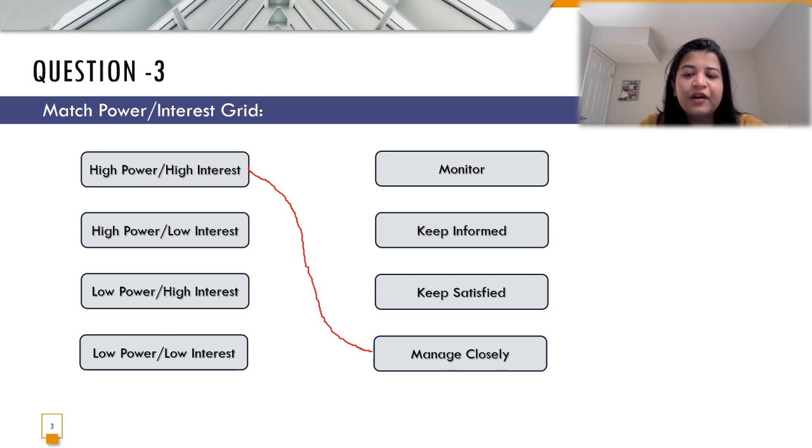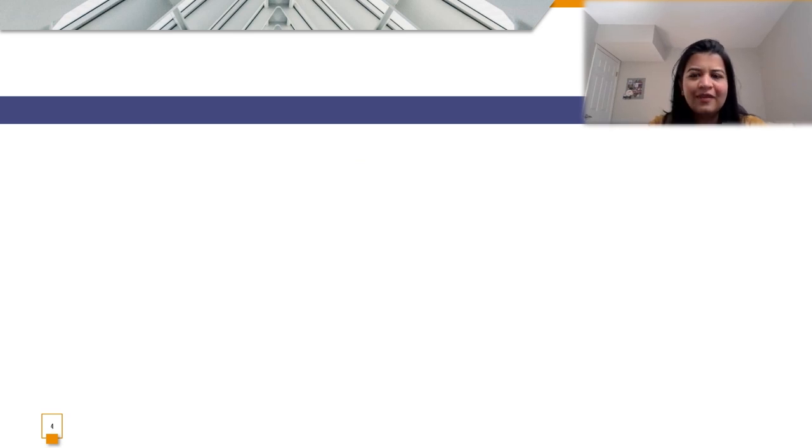Next, high power and low interest. For them, I have to keep them satisfied. For low power and high interest, I have to keep them informed. And then for low power and low interest, I am simply going to monitor these kinds of stakeholders as they are a part of my project.